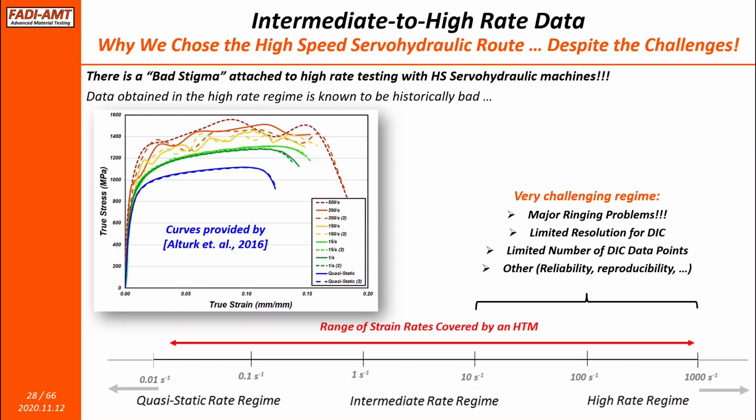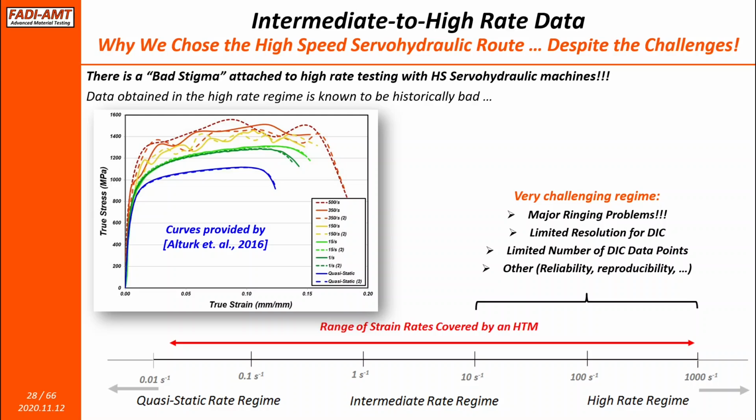Then we have problems related to the DIC, the limited resolution of the measurement because of the camera, and the limited number of DIC points, also because of the camera, because at those speeds the resolution is limited and the number of frames is limited. So that represents a set of challenges for high-speed testing. And then we have other problems related to the actual physical test itself: reliability, reproducibility, and so on.